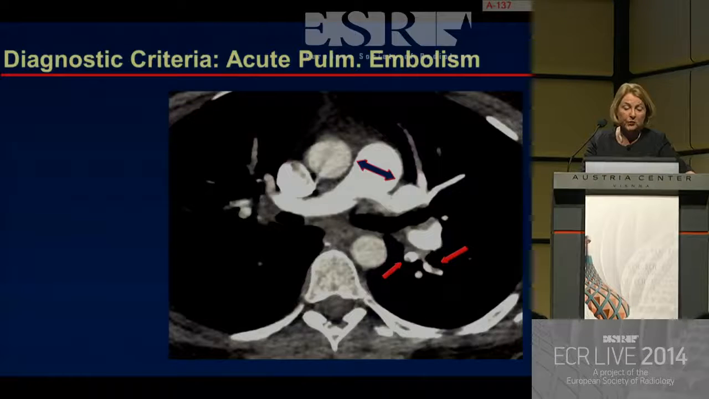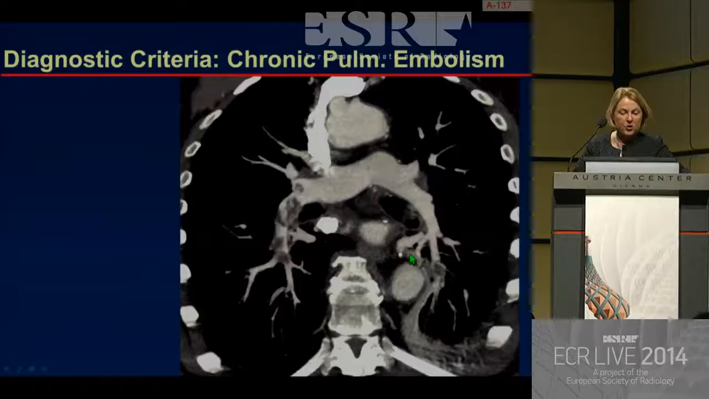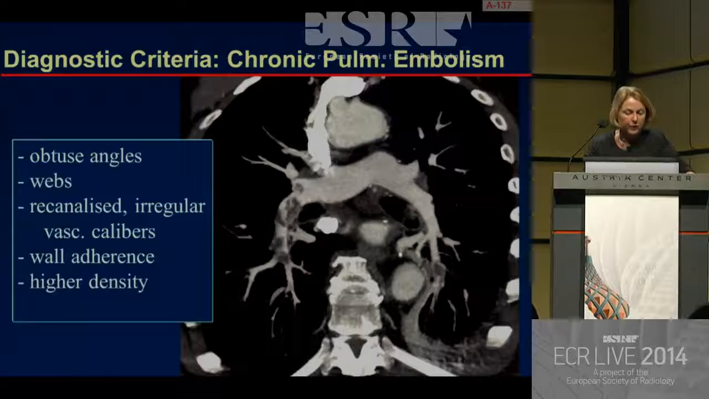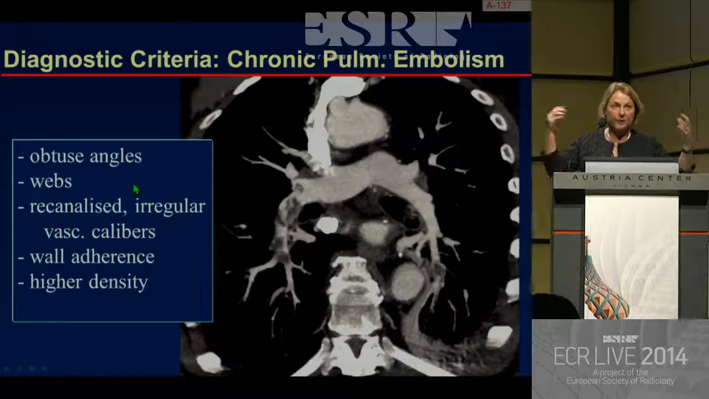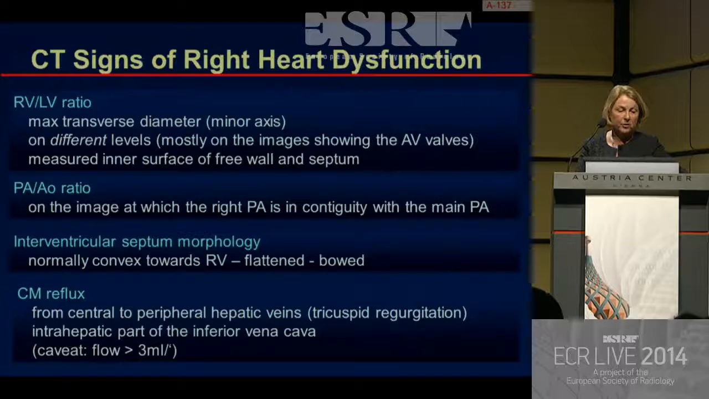You're all familiar with the diagnostic criteria for acute pulmonary embolism. That are the acute angles, the complete vascular occlusion, the enlarged calibers of vascular structures, the so-called Westermark sign, the sharply defined intrapulmonary defect, railway track signs. And these intravascular defects, if they are acute, have a relatively low density and are sharply defined, as opposed to signs of chronic pulmonary embolism, where the intravascular defects have a little bit higher density. They used to be more wall adherent. We have some webs, intravascular webs. We have irregular vascular calibers, not an enlarged caliber, but a smaller vascular caliber, and as I said already, a wall adherence of the intravascular defects.